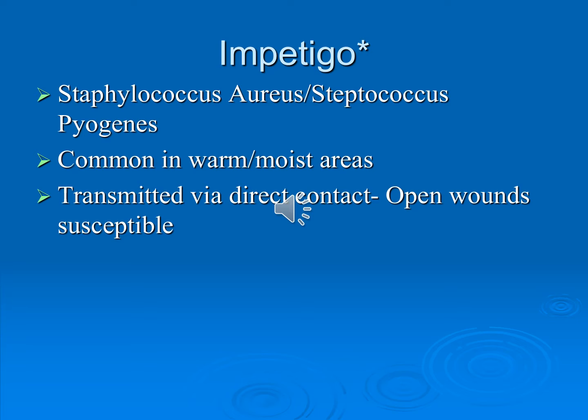Impetigo is a bacterial infection, so it's caused by either staph or strep bacteria, very common in warm, moist areas, and this is contagious. It can be transmitted via direct contact, and individuals with open wounds are particularly susceptible to getting impetigo. So it's very important to make sure that your wound care is very good. If athletes do have open wounds, cover them, because that could predispose them to skin conditions as well.